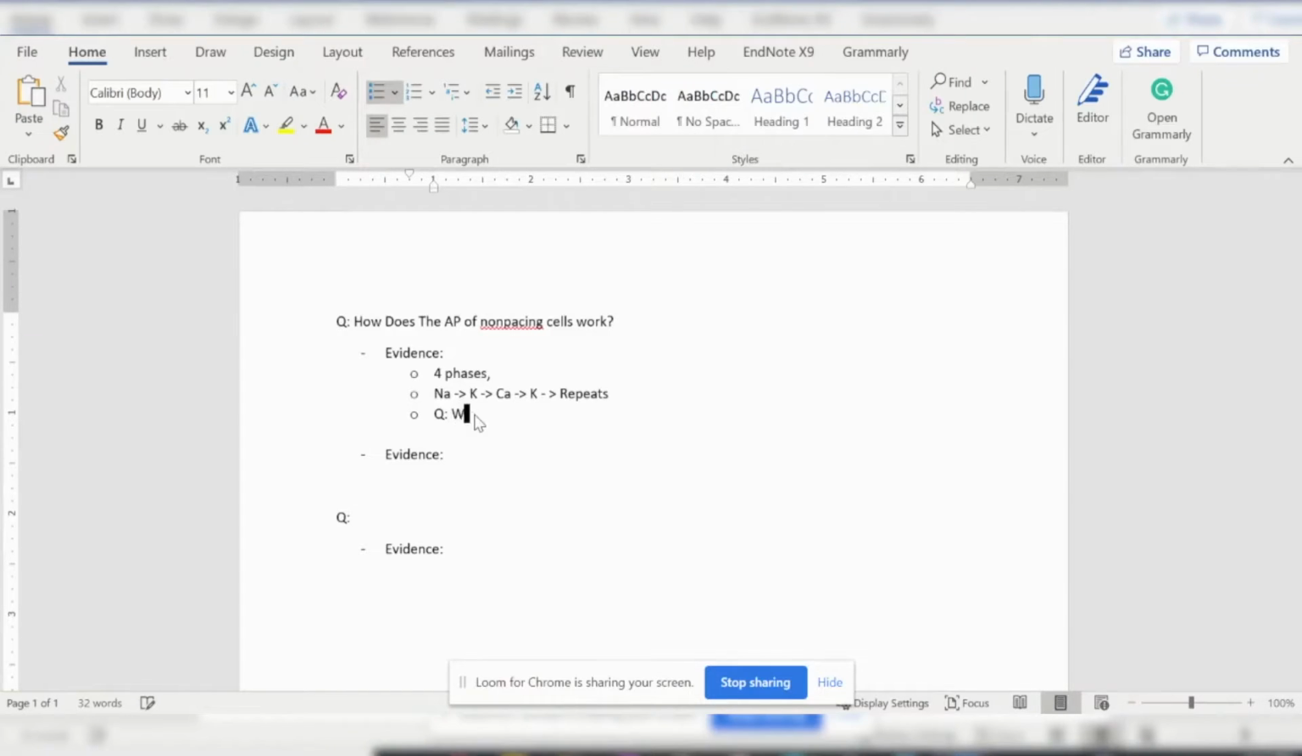For example, you can say, what channel dictates phase 3? And you should be able to know that it's the potassium channel. And you can ask similar questions. So this way, when you're looking at your notes again a week from now, not only can you answer those broad level questions, but you can also answer these more detailed questions and be able to go step by step.